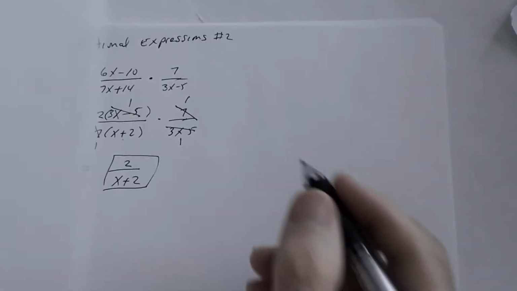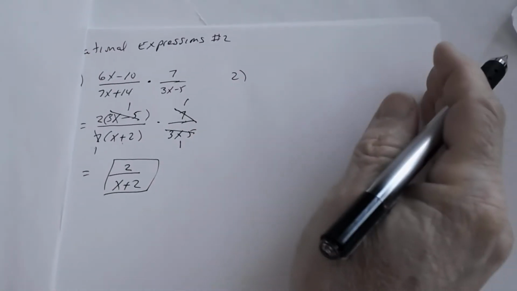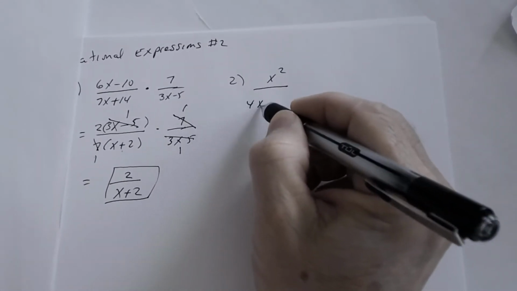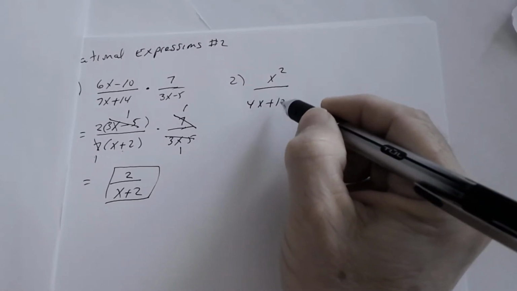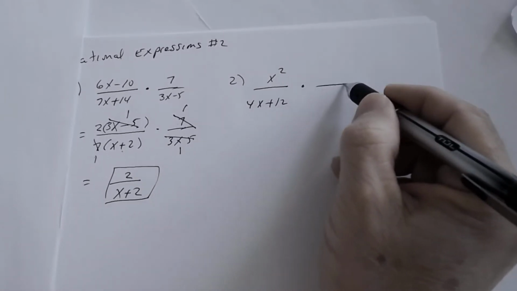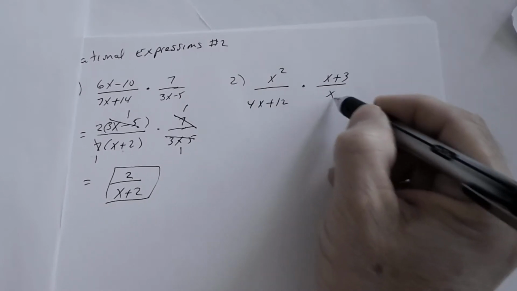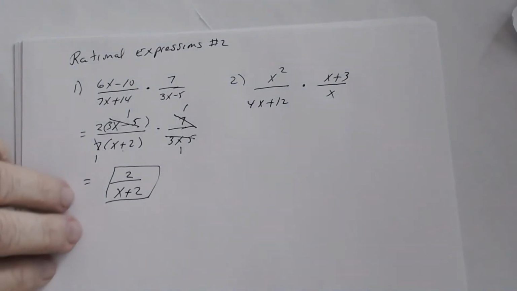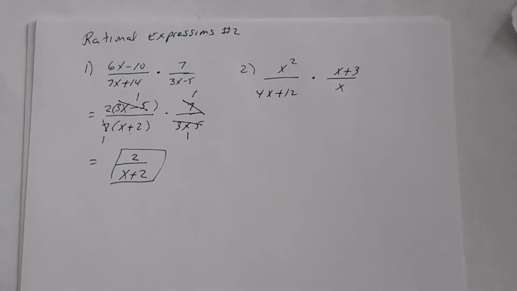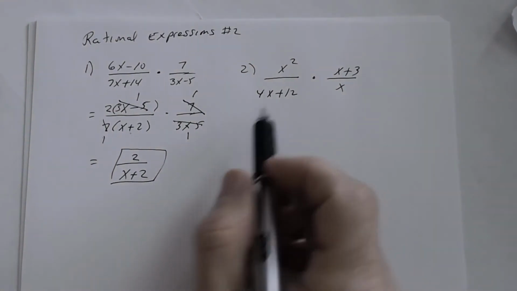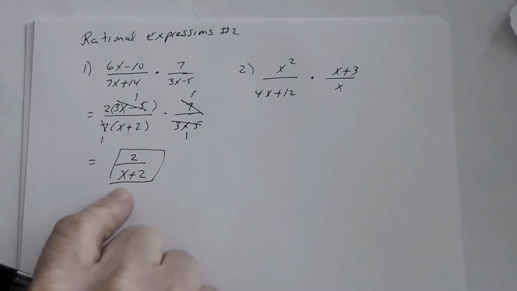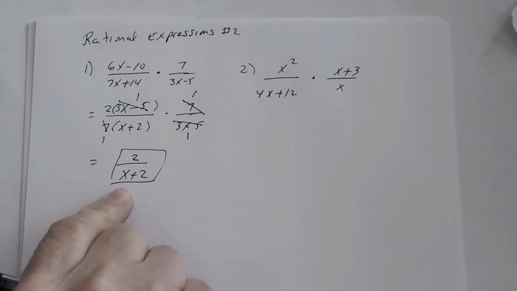All right, number 2. In number 2, we have x squared divided by 4x plus 12. So we have this rational expression that's being multiplied by this rational expression. And again, if I'm going to multiply rational expressions, I have to make sure that I factor first so that way I can divide out any common factors. When you multiply rational expressions, in the end, you have to write it as one rational expression, and then it must be simplified.